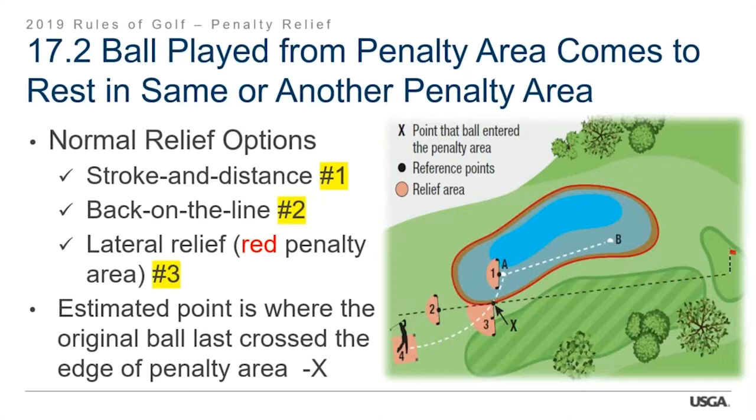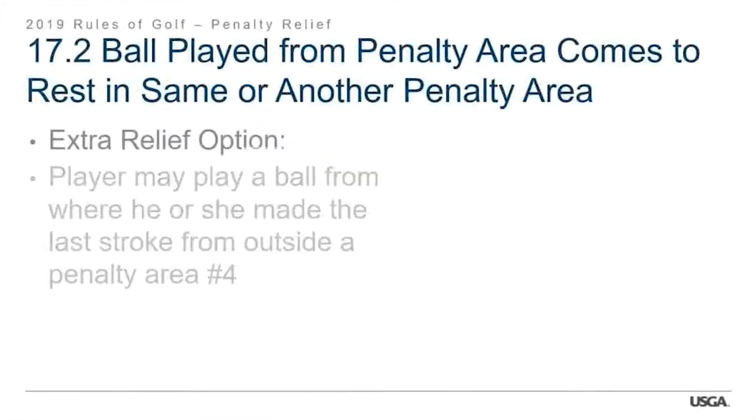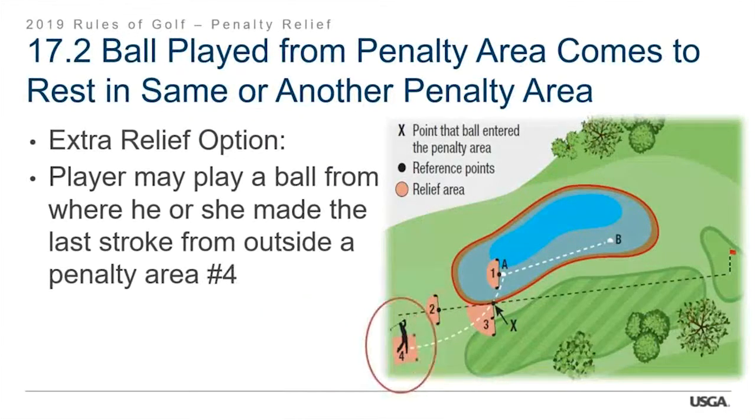So 1, they can go back to where they last played from at point A. 2, they can go back on the line relief using the point where the ball last crossed the edge of the penalty area, which is marked here at point X, and go back as far as you want using that option. Or 3, you can use the lateral relief and take the 2 club lengths from point X and drop the ball within that relief area. But an additional option is now available for us underneath this rule. That 4th option is you can go back and play from where you last played from outside of that penalty area. Now again, this rule is exactly the same as it has always been.